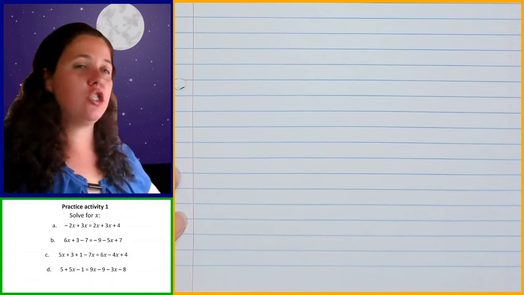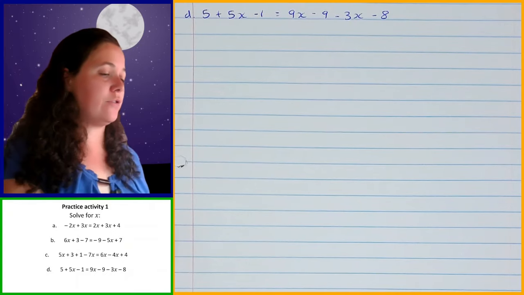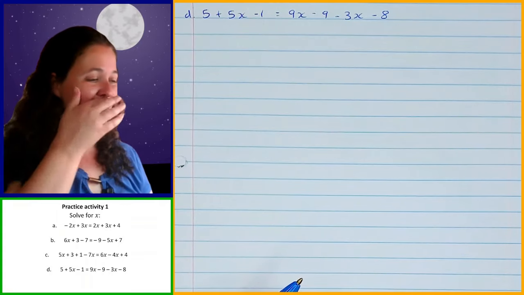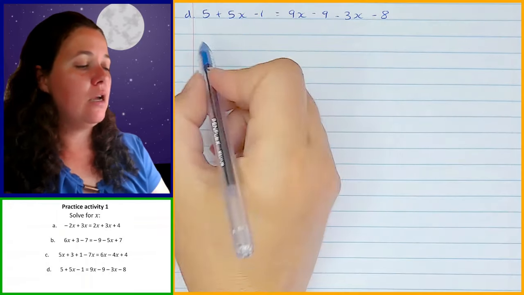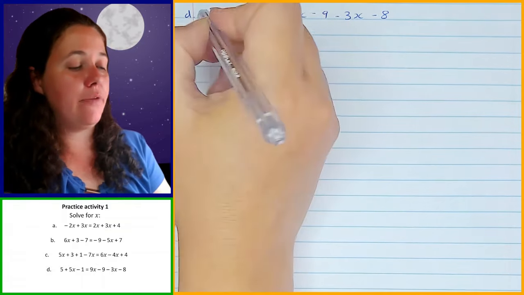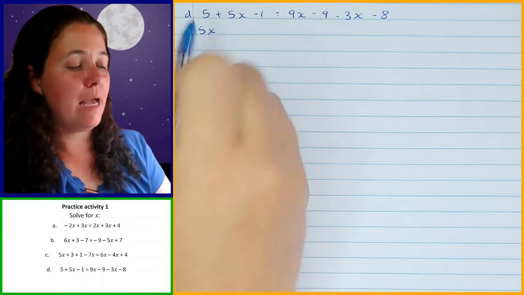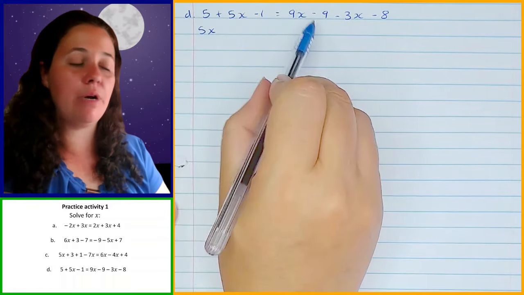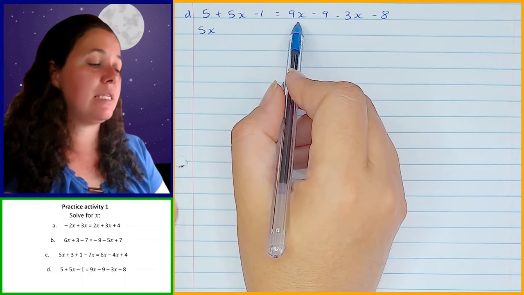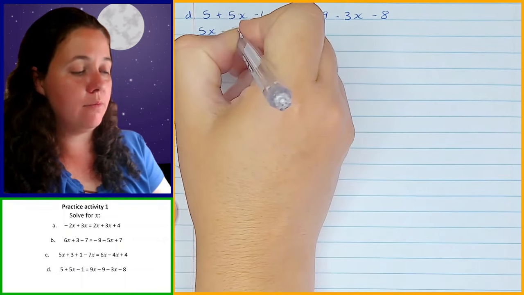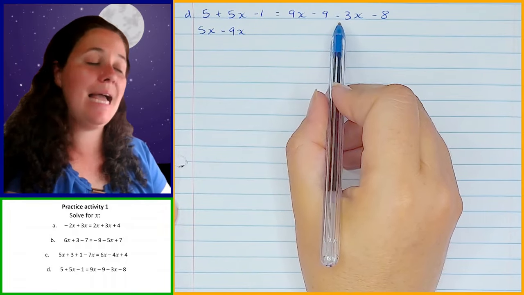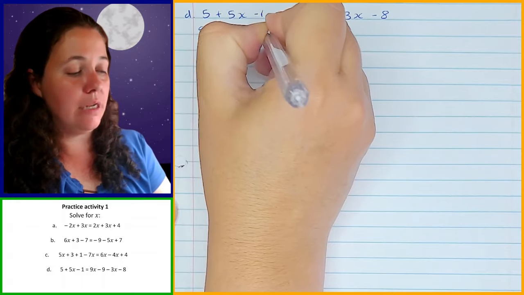Okay, then question D, we've got 5 plus 5x minus 1 equal to 9x minus 9 minus 3x minus 8. Okay, so first, I'm going to deal with my x terms on the left-hand side of here. So I've got 5x. I'm not worrying about those. I'll deal with those when I get to the right-hand side. Then I've got a 9x on the right that I need to get rid of. So I'm going to subtract 9x, and I must do that on the left-hand side as well. Over here, I've got negative 3x, which I'm going to cancel out by adding 3x. So I add 3x on the left-hand side as well.